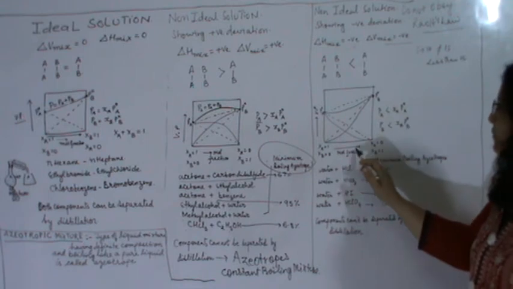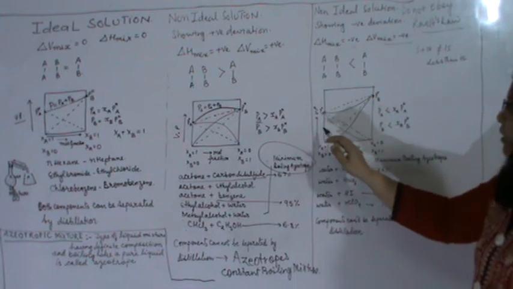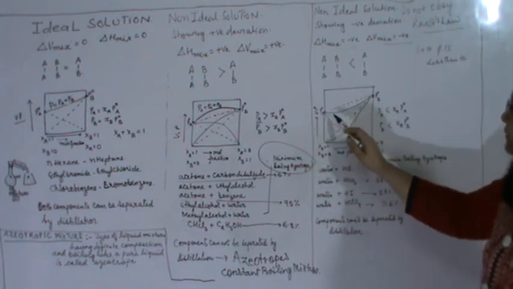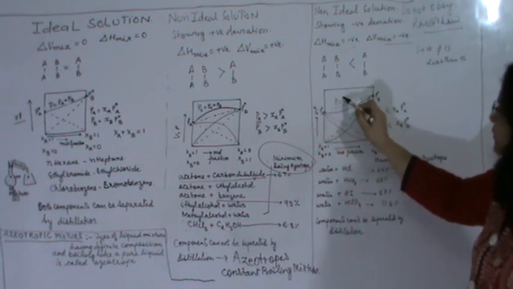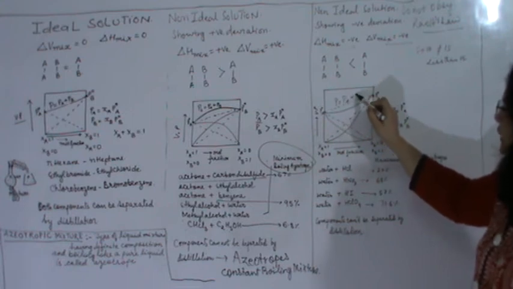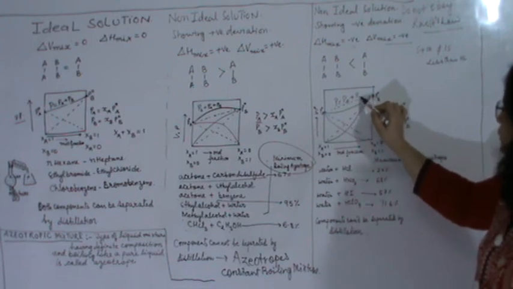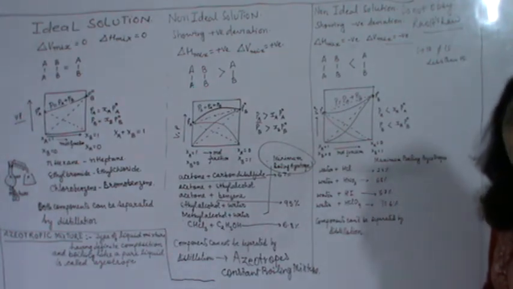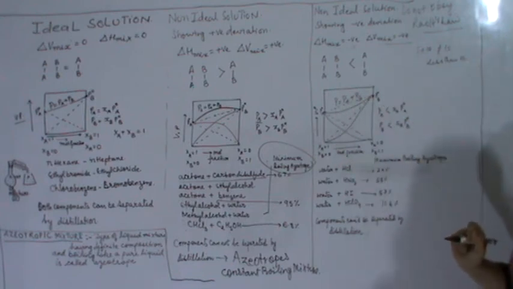If you plot it graphically, on the x-axis we take mole fraction, on the y-axis we take vapor pressure, and you can see from the graph that the vapor pressure of the solution is less than the expected vapor pressure. The vapor pressure we expected, the one that actually comes is always less than that, right?